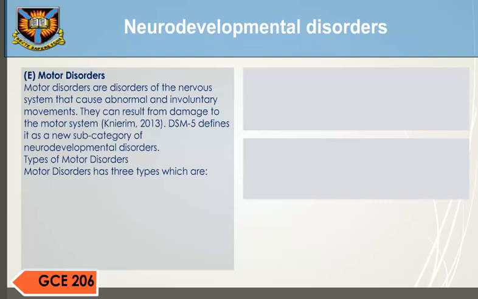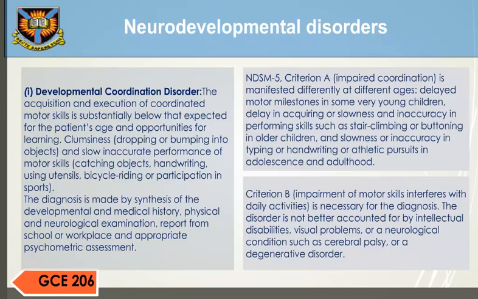Types of motor disorders. Motor disorders have 3 types, which are: 1. Developmental coordination disorder. 2. Stereotypic movement disorder, SMD. 3. Tic disorders.